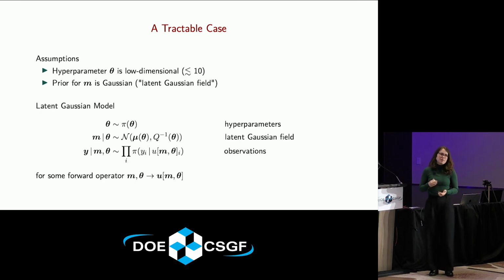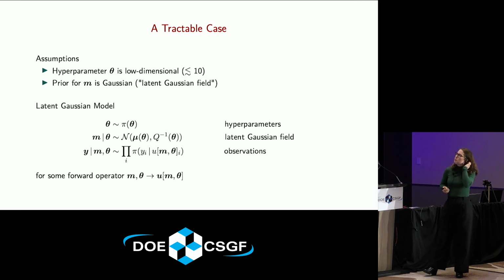So here are the assumptions that I'm going to make to make this more tractable. First, I'm going to assume that my hyperparameter theta is low dimensional. So I'm going to lump in any parameters that I care less about, maybe hyperparameters of the prior, or any parameters of my model that I consider nuisance parameters, into one vector theta that I hope has fewer than about 10 parameters. The other assumption I'm going to make is that my prior for m is Gaussian. This is maybe less of a strict assumption than you might think, because the prior is something I choose. So I can just choose it to be Gaussian.